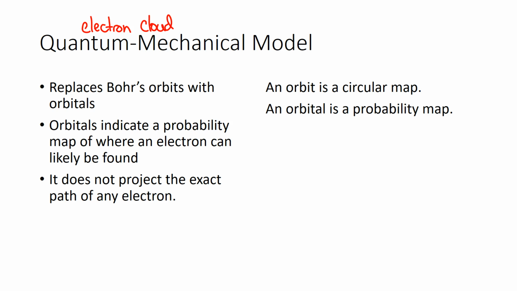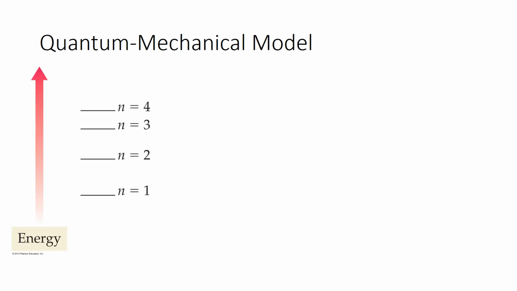So instead of calling them energy levels, we call them principal quantum levels. So principal quantum numbers are going to be N1, N2, N3, N4, N5, N6, and N7.